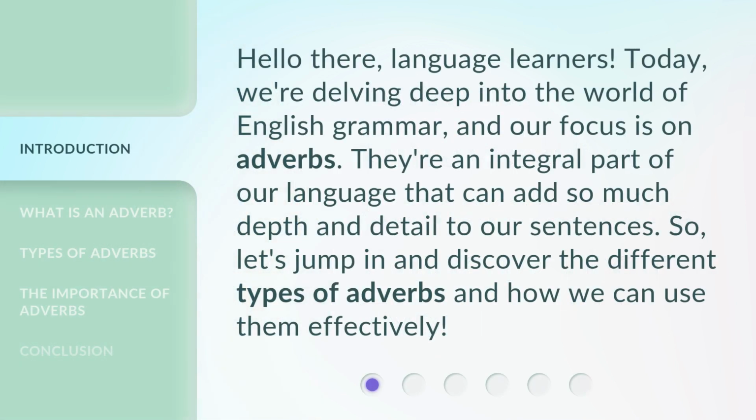Hello there, language learners. Today, we're delving deep into the world of English grammar, and our focus is on adverbs. They're an integral part of our language that can add so much depth and detail to our sentences. So, let's jump in and discover the different types of adverbs and how we can use them effectively.